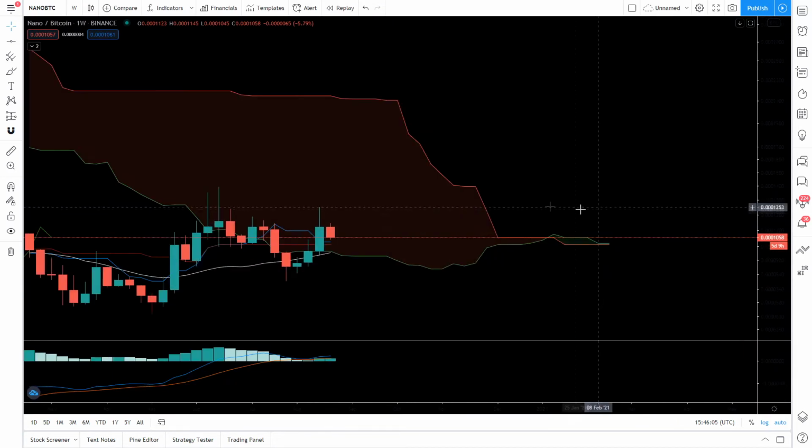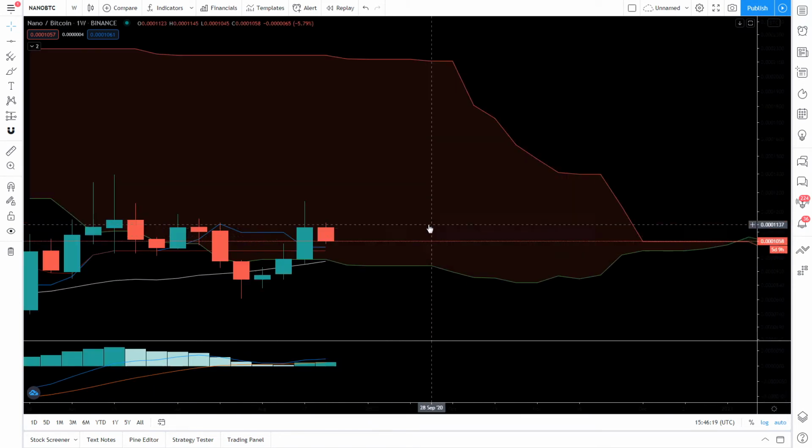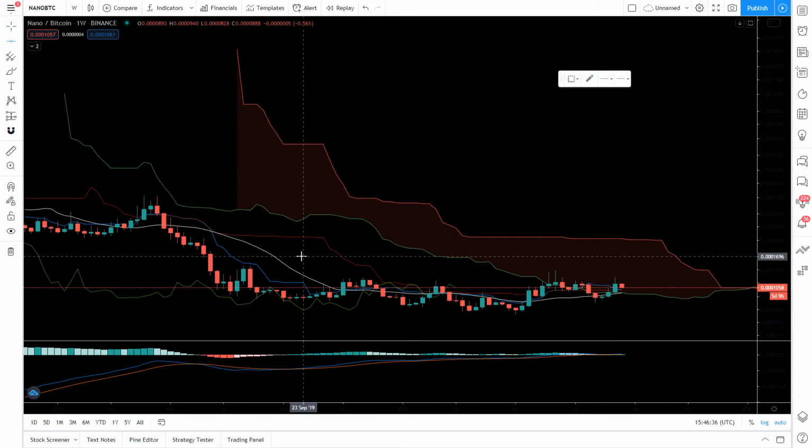Very interesting chart. You can see that we have been able to enter this red cloud, which has acted as resistance in the past. You can see that it acted as resistance and we went below this red cloud, but finally we are inside this cloud and we are above this blue line and red line as well as this white line. Very bullish for Nano. We can have some small corrections here and there, but overall the trend is bullish for Nano. This is great.